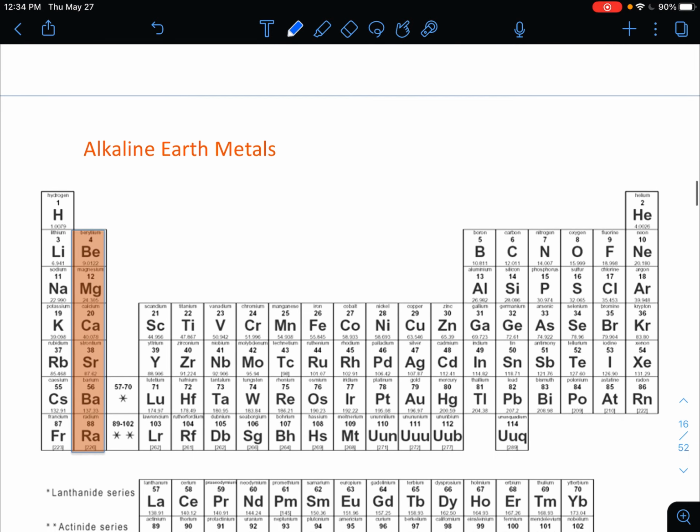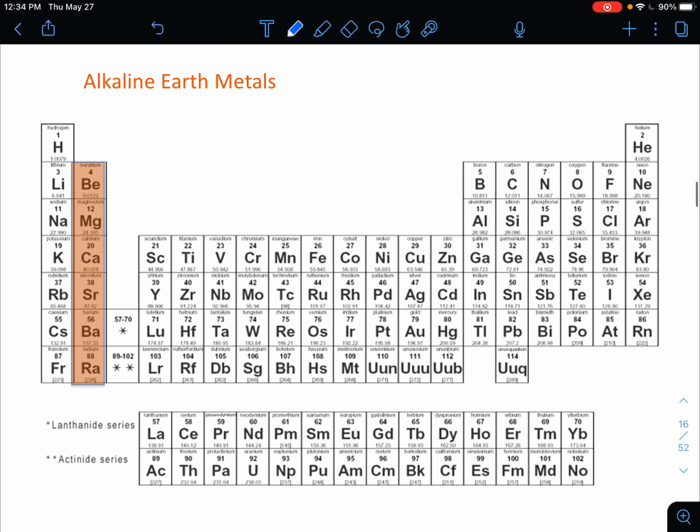And then if we scoot over one column, so beryllium, magnesium, calcium, strontium, etc., these aren't the alkali metals, these are called the alkaline earth metals. So the alkali metals, those all have pretty similar properties. The alkaline earth metals, those all have fairly similar properties. And in general, I would say there are a fair number of similarities between the behavior of the alkali metals and the behavior of the alkaline earth metals.